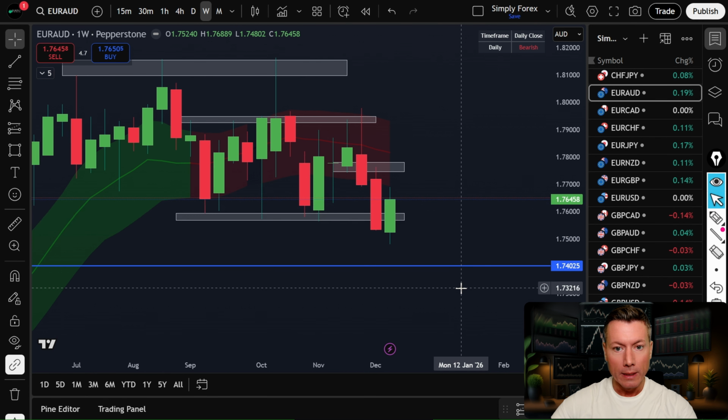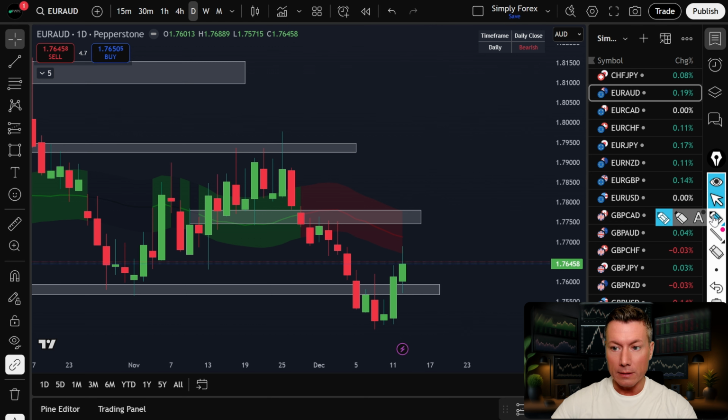I know this is a reasonably bullish candle, but it's got a bit of a top wick. These candles are far more bearish than bullish. I still like sells here. If we go down to the day chart as well, there are still lots of reasons to like sell trades.